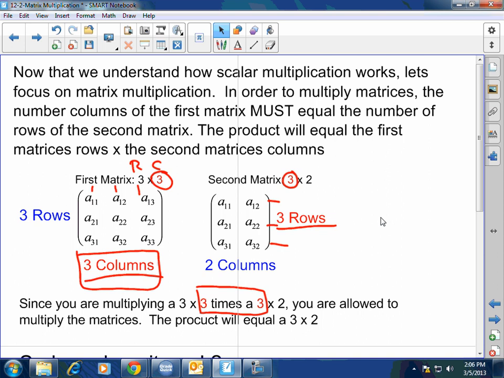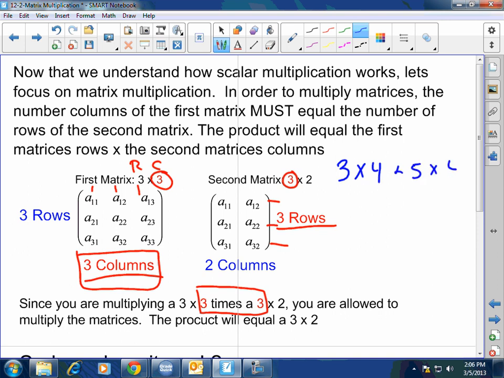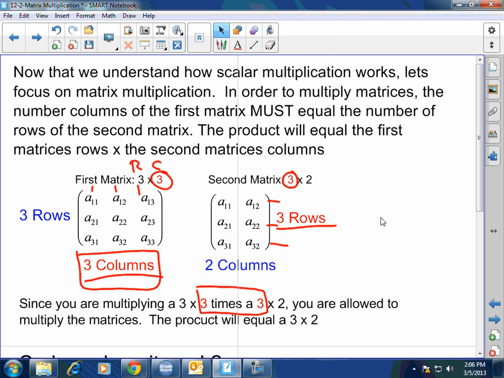If they're not equal, then you cannot multiply them. Correct. For example, if I was trying to multiply a 3 by 4 and a 5 by 4, does this column equal this row? No. So you cannot multiply those. That would just be impossible. You wouldn't say no solution. You would just say not possible. Does that make sense, sir?